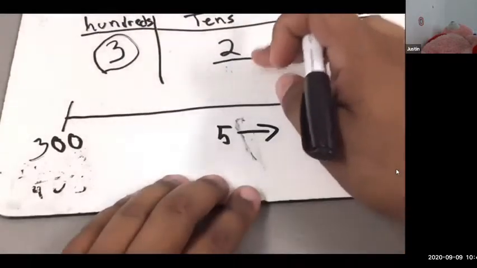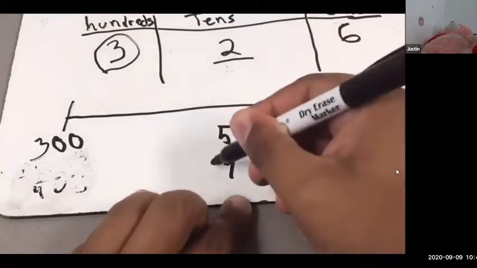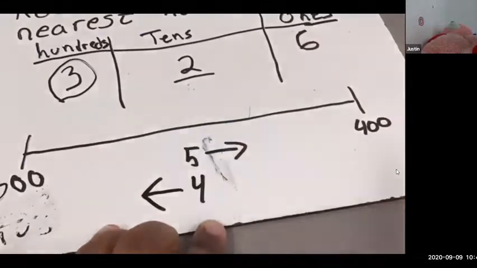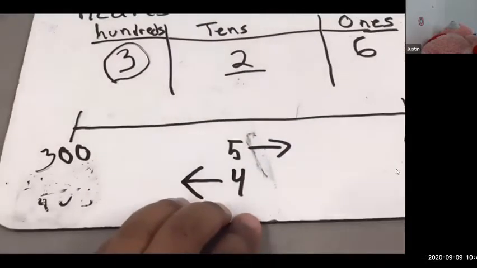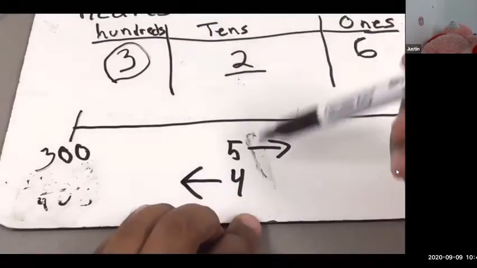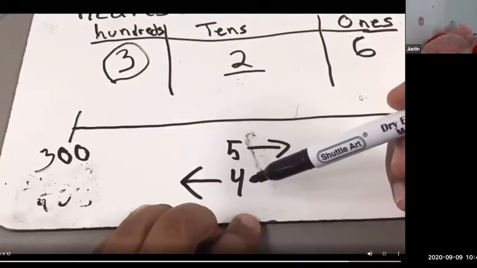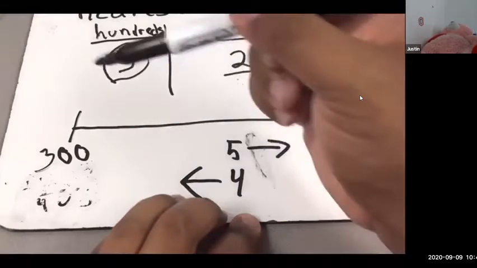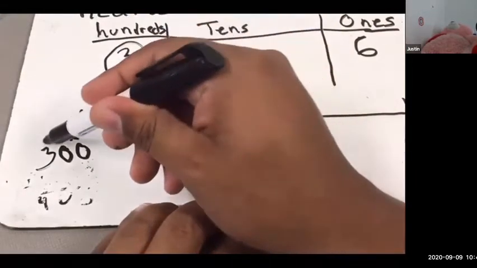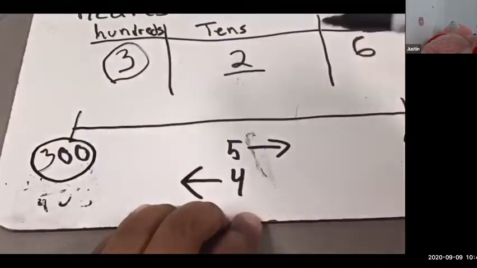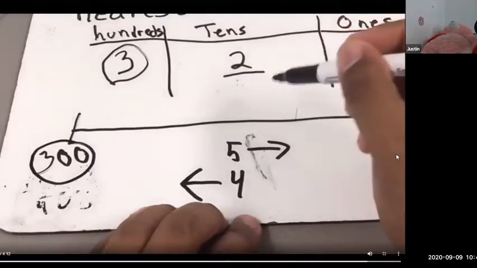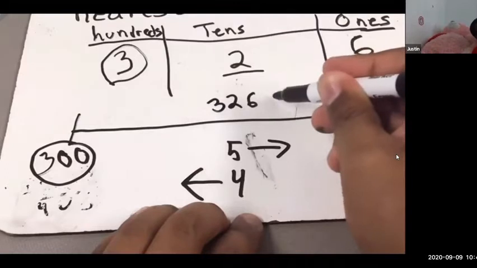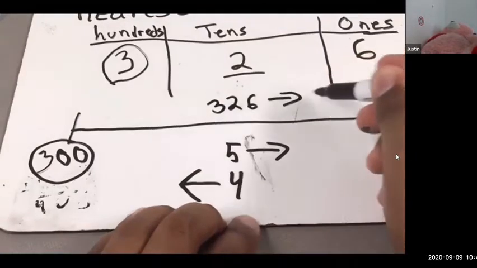If this digit is 4 or below, go this way. As we can see, the 2 right here is less than 4. So we're going to make the decision to push back. So we want to round to the nearest hundred. 326 should be rounded to 300.